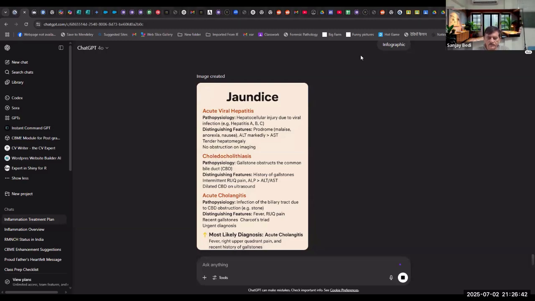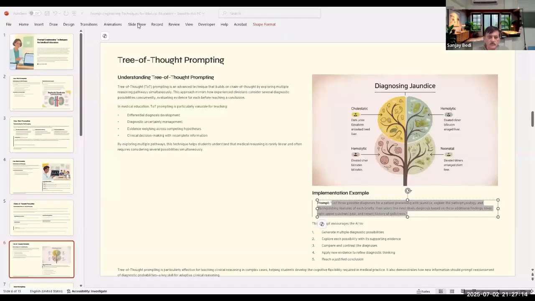I have unmuted everyone. So if you want at this stage, if anyone wants something, you can ask. So next is, so we were on tree of thought prompting.